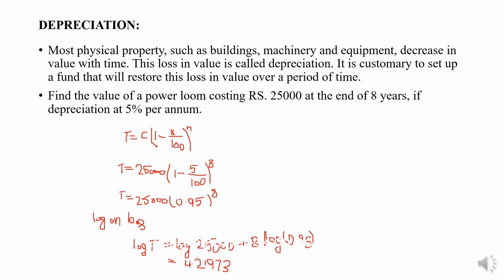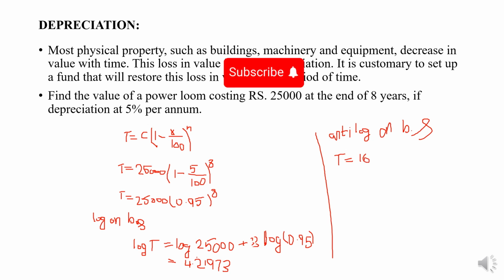Taking antilog on both sides. So the value of T, or the scrap value, or we can say the depreciated value, is 16,58 rupees.